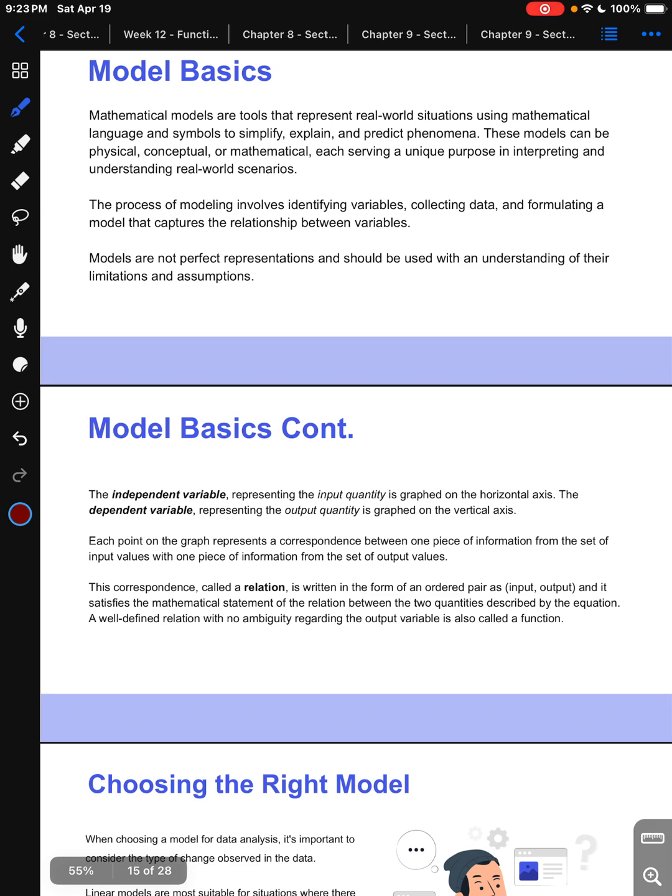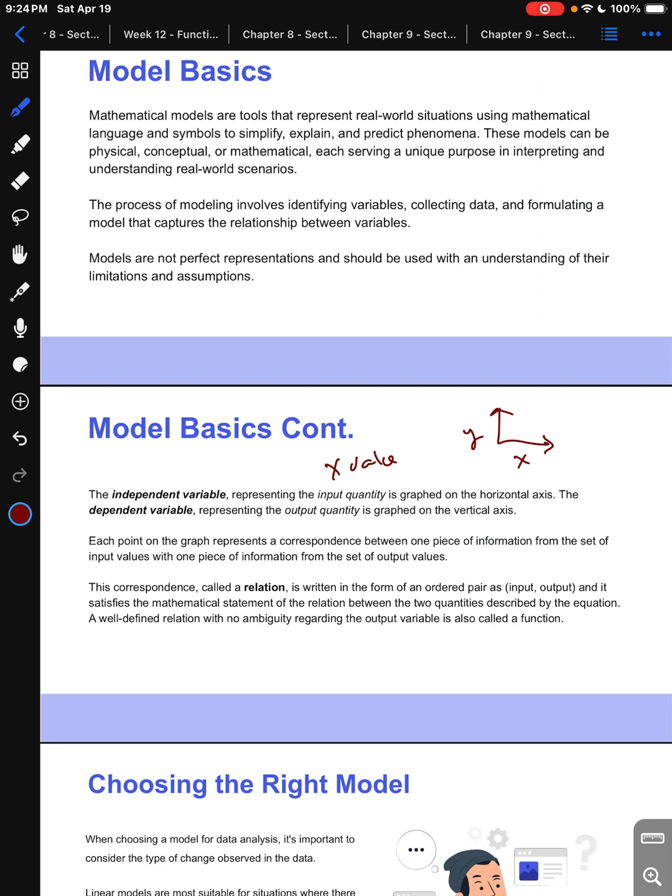The independent variable is represented by the input or the x value. So if you think about the coordinate plane, x and y, x are the independent values. The dependent variable is the y. The y depends on x, and it's usually graphed on the vertical axis. Each point on the graph represents a correspondence between one piece of information from the set of input values with one piece of information from the set of output values.